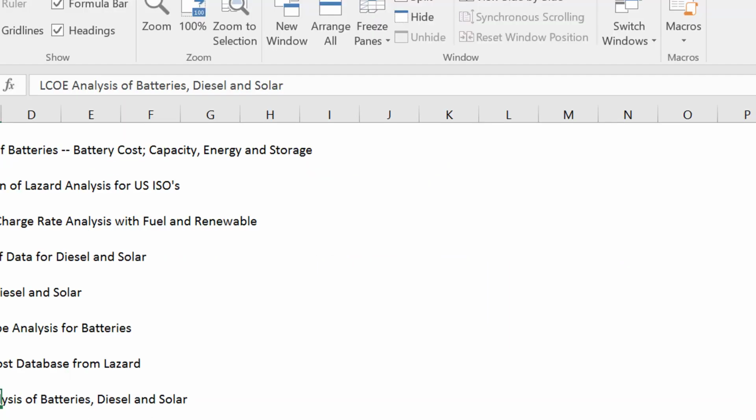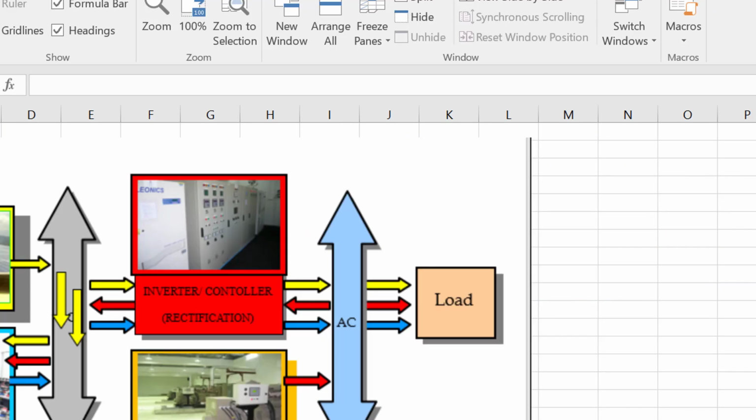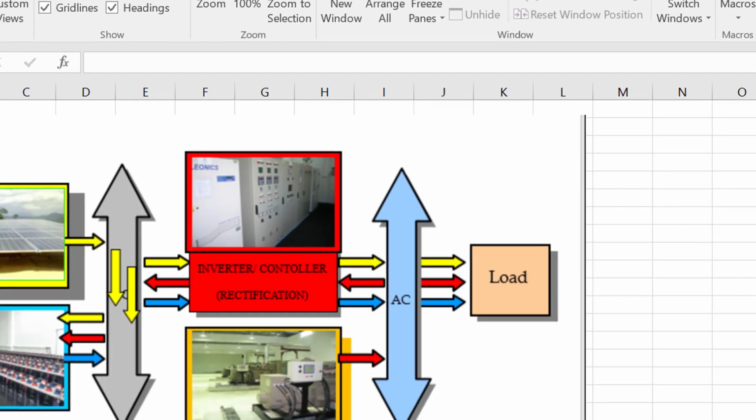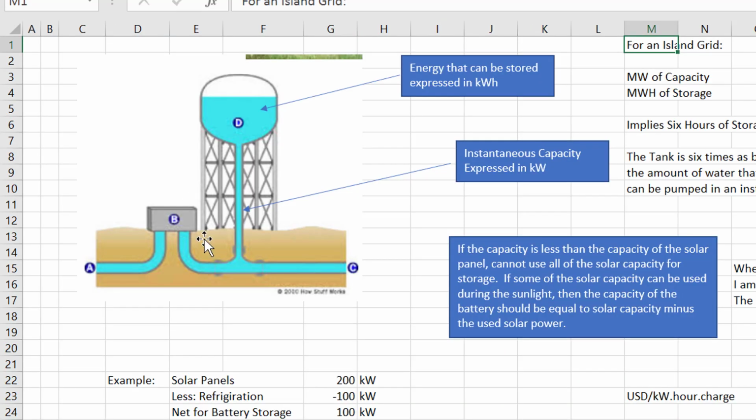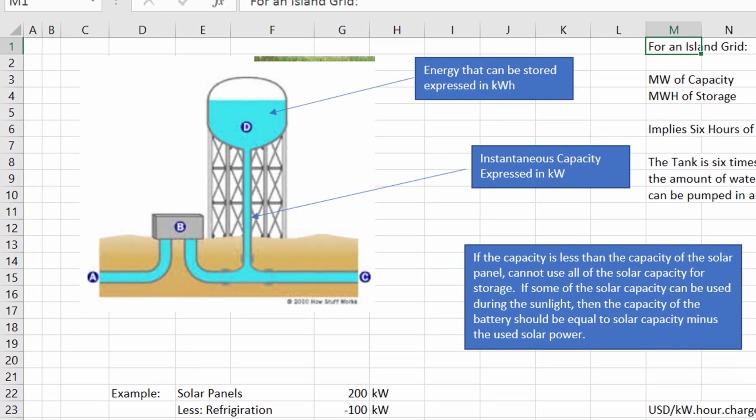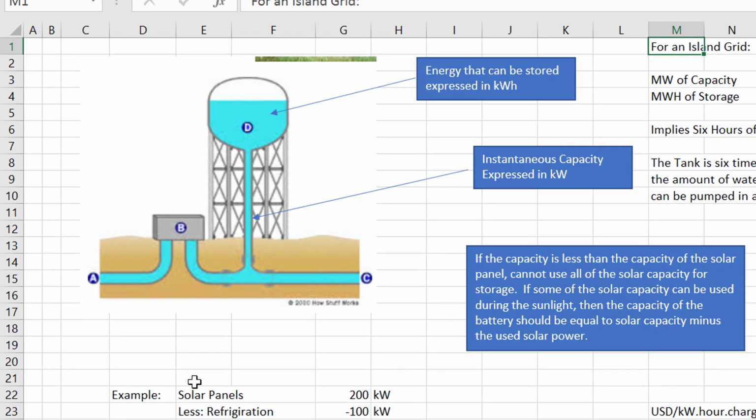Now, when we do this, here's a nice picture of some solar and some batteries and some diesel, and you put it all together and you compare it with the load. How wonderful. That's what we're going to look at. And somebody in one of my classes explained, well, a battery is just like a water tower, I guess. And in a water tower, you have a storage area.